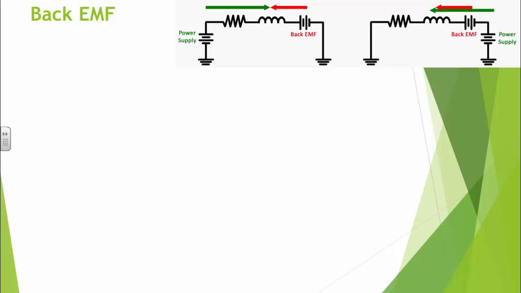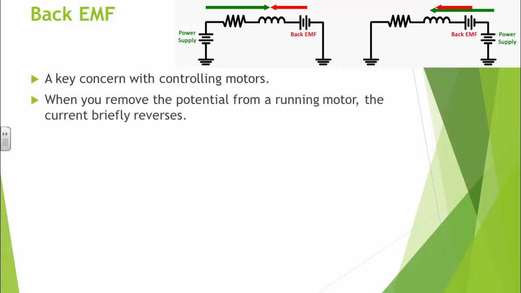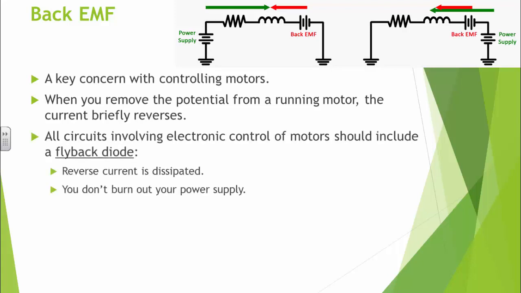So now we've got our current taken care of, we've got our voltage taken care of with our motor shield. We might as well have a quick discussion about this thing, back EMF. Back EMF is a major concern when you go to control motors electronically. And the reason why is motors push back against the potential that we applied to them. When we remove the potential from a running motor, there is a potential pushed back by the moving motor, and the current reverses. And this will tend to burn out electronic components if we're not careful.